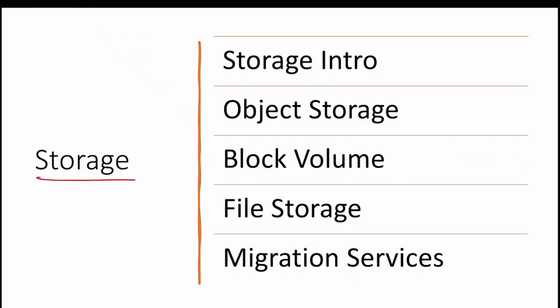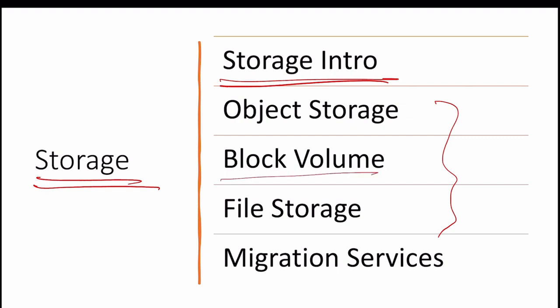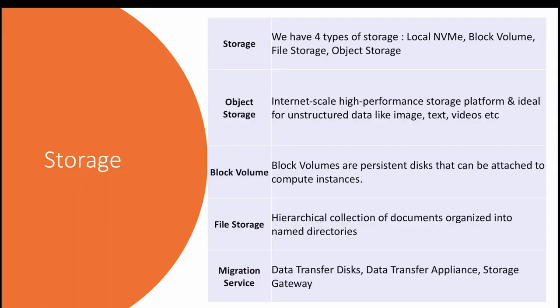Let's see, next we have storage. Here we will go through the storage introduction, that means how many types of storage we have in OCI. Then we will go through all the storage types. In terms of this diagram, object storage, block volume and file storage are the important ones, and then we have the migration services. So let's understand one by one.